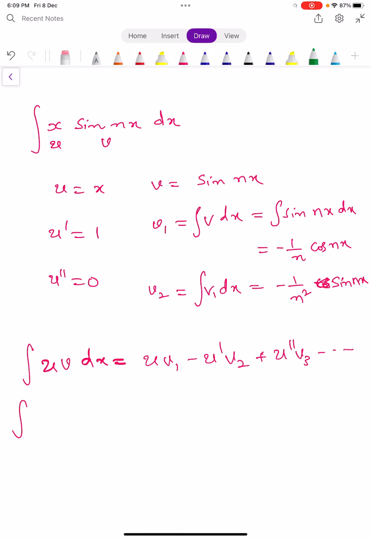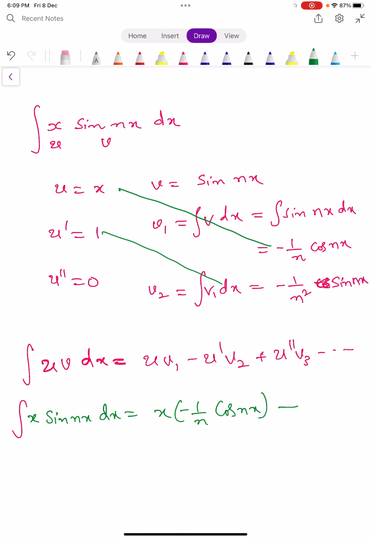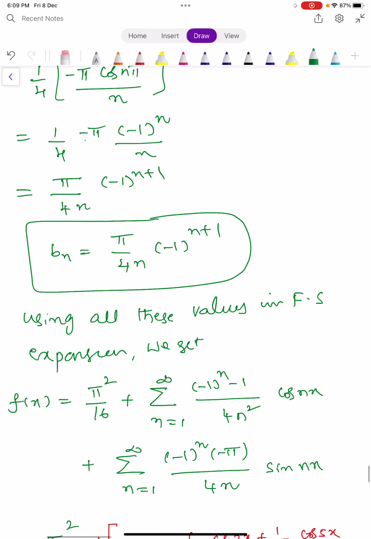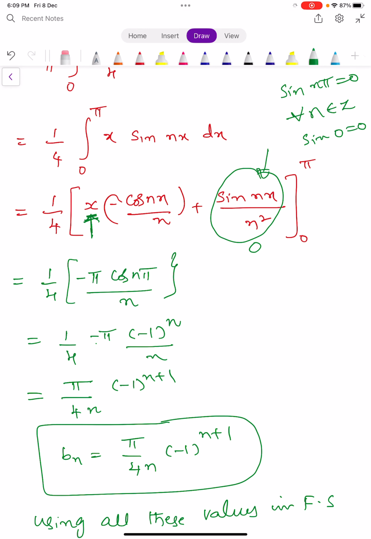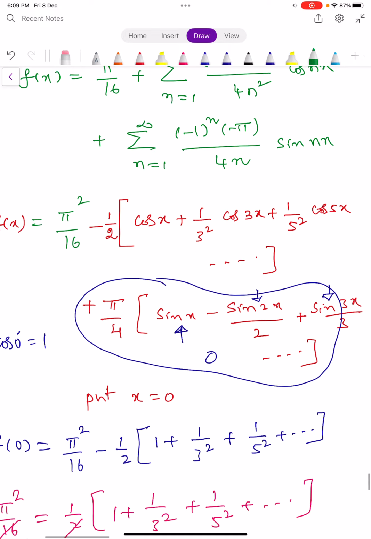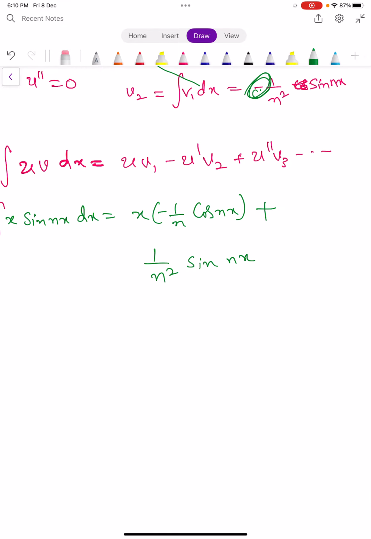So what is u here? X. What is v here? Sin nx dx. This is equal to uv1. You have to cross multiply like this: x into minus 1 by n cos nx, minus, again there is a minus here, minus of minus, plus 1 by n square sin nx. Here you see, whenever we calculate this bn, we get the same answer again: minus x cos nx by n plus sin nx by n square. Here also you get the same thing: minus cos nx by n plus 1 by n square sin nx.